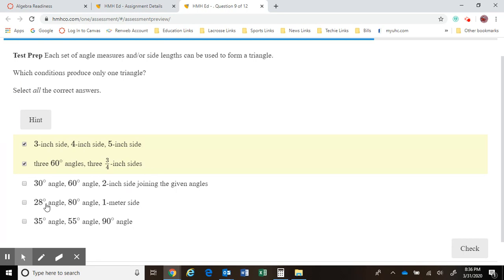I've got a 28-degree angle, an 80-degree angle, and a 1 meter side. Again, it would matter where the 1 meter side is. Oops, I meant to click this. I apologize. I've got a 35-degree angle, a 55-degree angle, and a 90-degree angle. Well, again, I could make different triangles with that because I could make it smaller, I could make it bigger, so that's not going to be right.